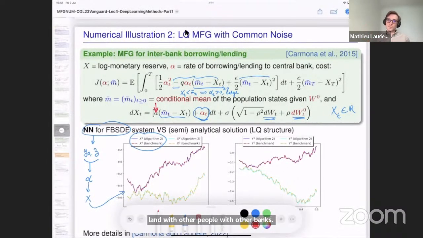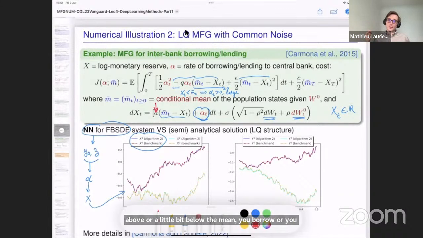So if you set A equal to 0, it means that you are never borrowing or lending to other people because you never have this mean reverting term in the dynamics. On the other hand, if you take A very large, it means that as soon as you are a little bit above or a little bit below the mean, you borrow or you lend to other banks.